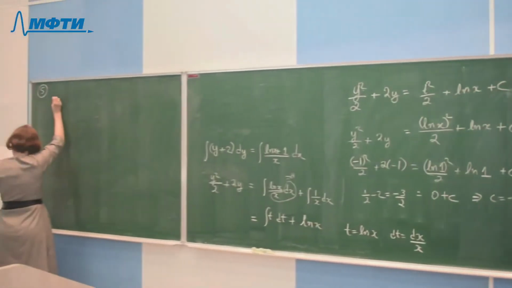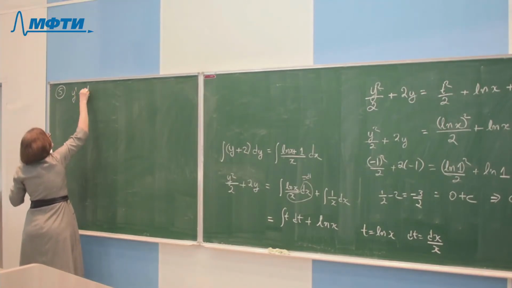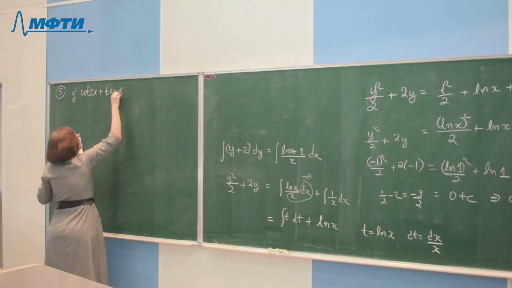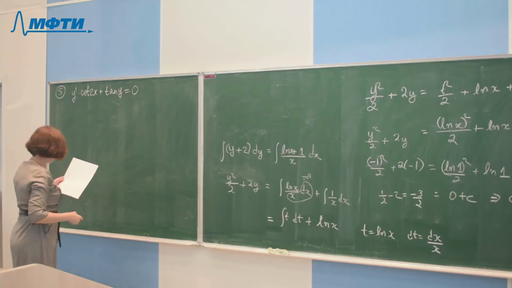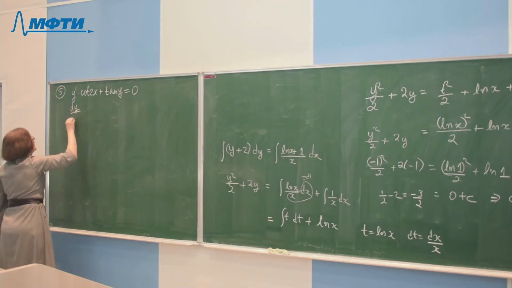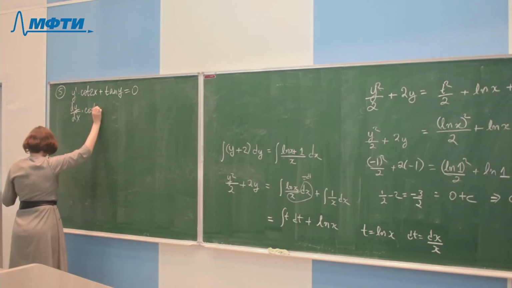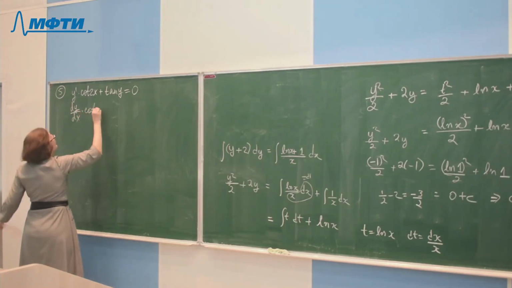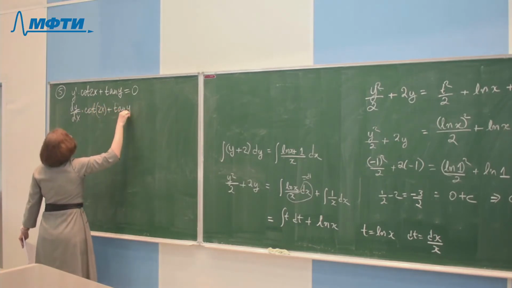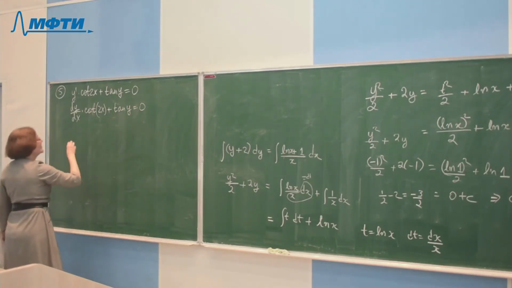Number 5. Let's solve the following: y prime times cos 2x plus tan y equals 0. What shall we do? Let's write dy over dx times cos 2x plus tan y equals 0. Then first we should move tan y to the right.